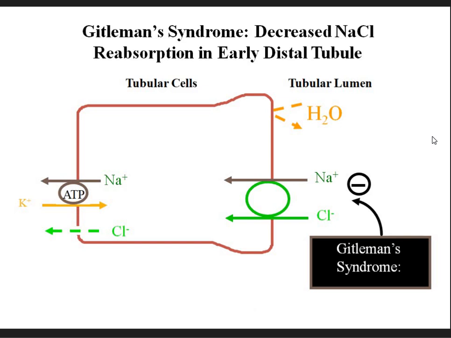In Gitelman syndrome, there's decreased NaCl reabsorption in the early distal tubule. I told you in the early distal tubule, there is a co-transporter of sodium and chloride. So when this is inhibited, these substances cannot be reabsorbed. That is in Gitelman syndrome. So this is the channel, the sodium chloride co-transporter, present in the early distal convoluted tubules. When the activity of this channel gets decreased, then these substances will not be transported at this level. That is Gitelman's syndrome.